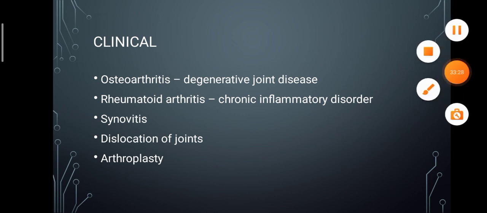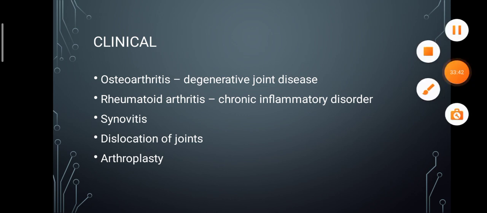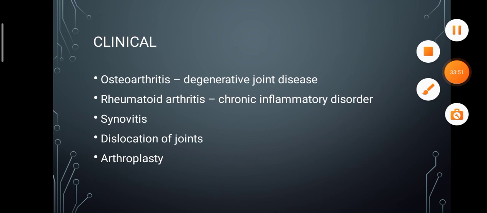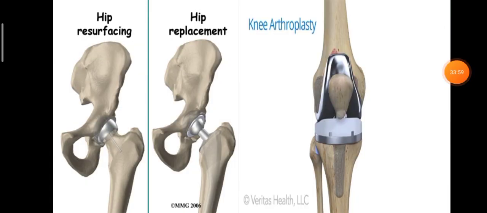And what is this synovitis? Yes, inflammation of the synovial membrane. Fine. And dislocation of joints and ligament injury come under traumatic conditions of joints. What is this arthroplasty? It is a surgical procedure to restore function of a joint. Here the joint can be restored by resurfacing the bones, or an artificial joint called a prosthesis may be used. That much regarding joints.